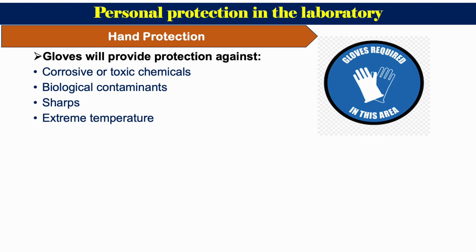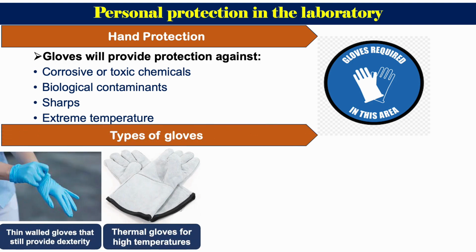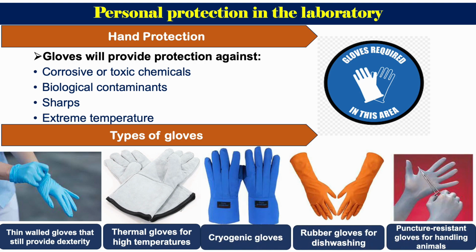Gloves are the ultimate answer, and gloves provide protection against corrosive or toxic chemicals, biological contaminants, sharps, and extreme temperatures. There are different types of gloves. Number one, thin wall gloves that still provide dexterity. Then thermal gloves for high temperature. Then cryogenic gloves, rubber gloves for dishwashing. Then puncture resistant gloves, especially for handling animals. So these are the different types of gloves used in different types of laboratories.